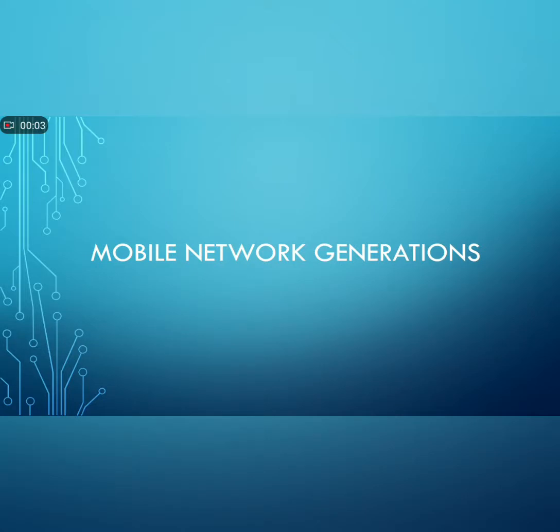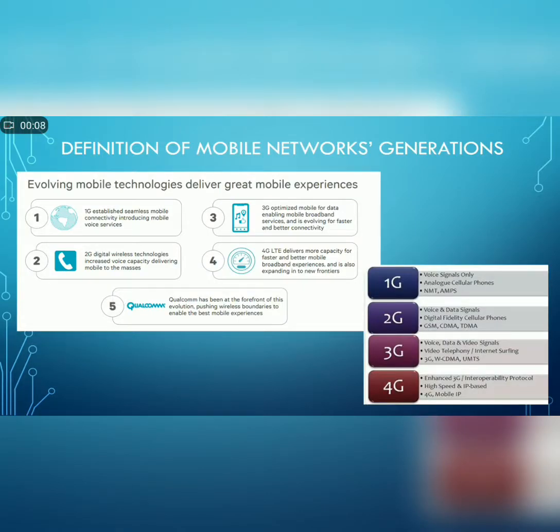In this presentation, I'm going to talk about mobile network generations. When we look at the evolution of a mobile communication network, the mobile wireless generation generally indicates that there has been a change in the nature of the system, speed, technology, and frequency.